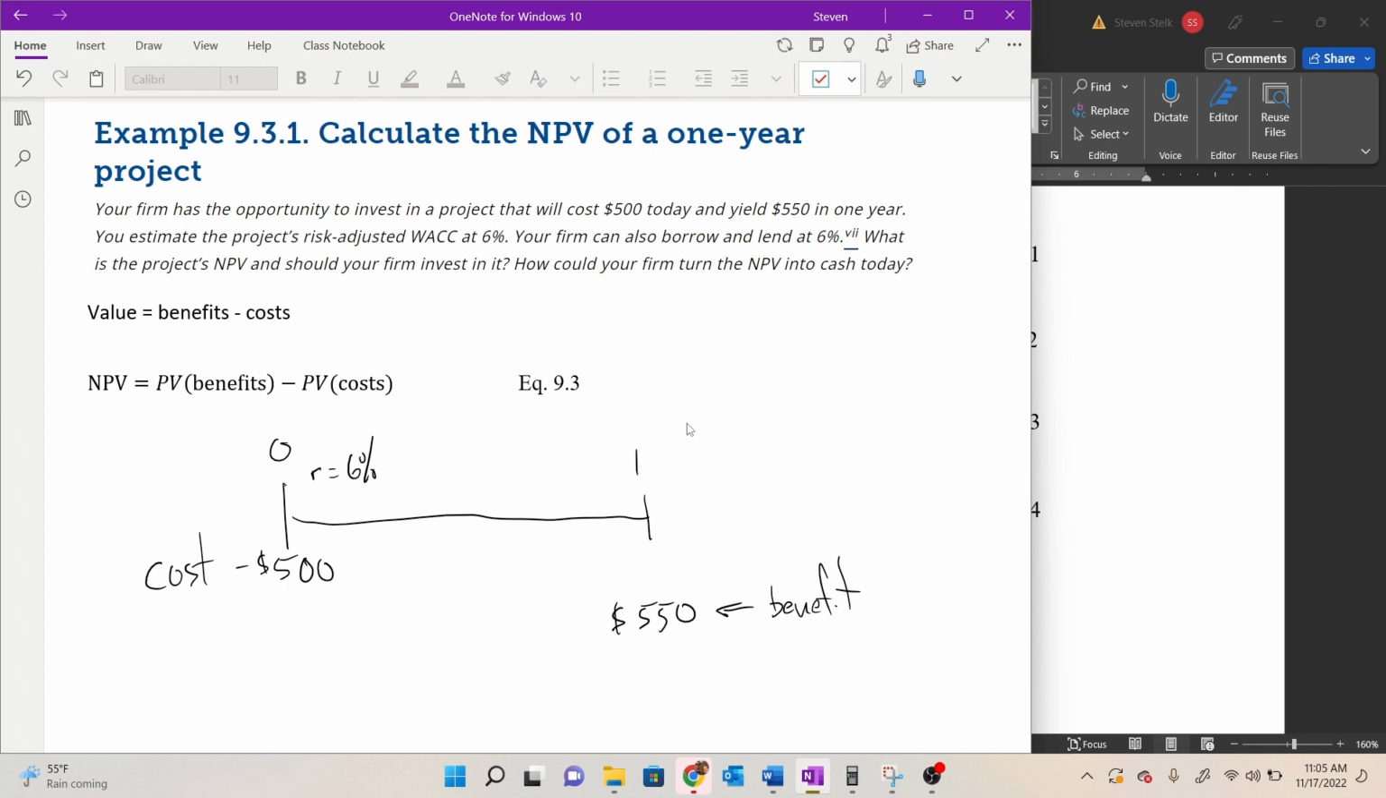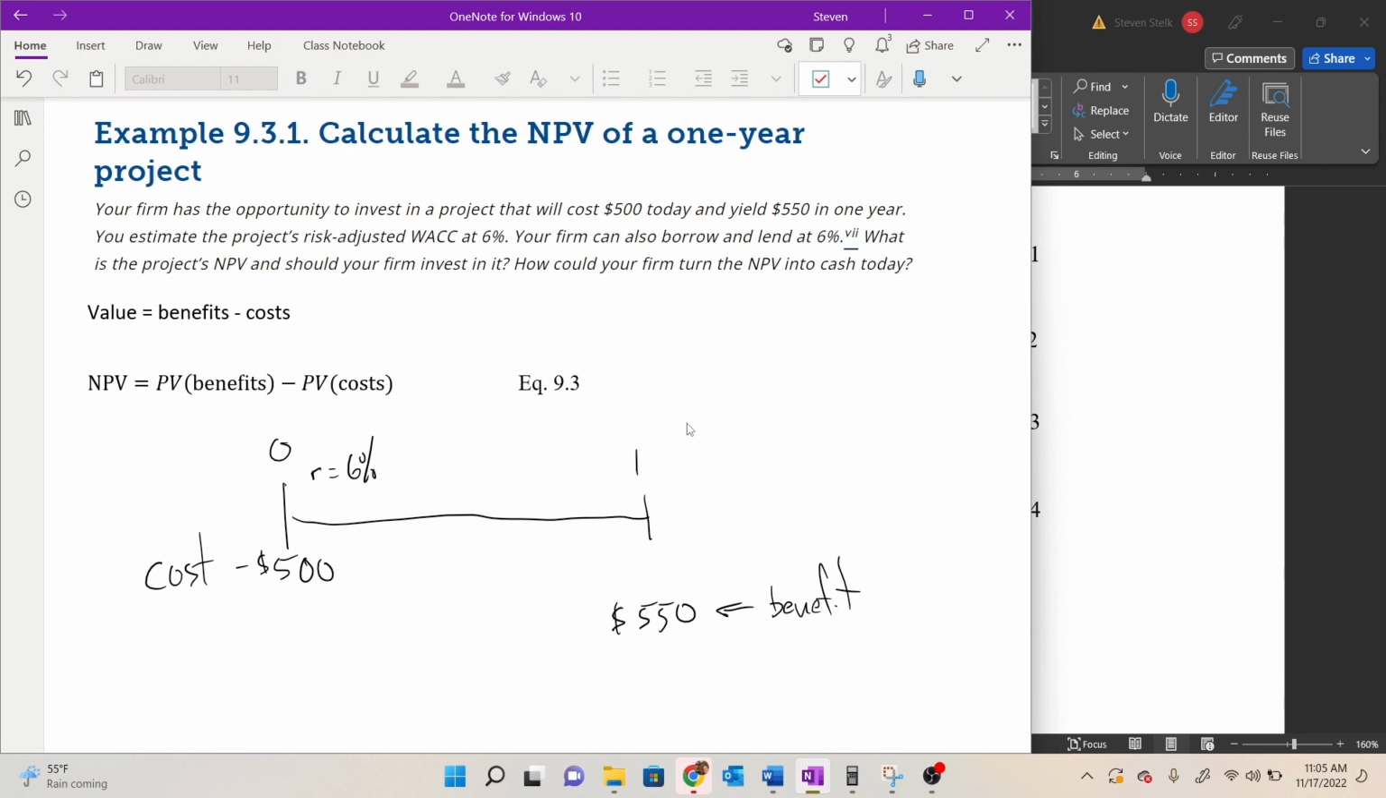All right, now we've got a cost up front here at time period 0. We've got a benefit at the end of year 1, one year from today. And our cost of capital is 6%. That means if we invest this $500 today, our financial stakeholders expect a return of at least 6%, or we need to generate a return of at least 6% in order to pay our financial stakeholders the returns that they are expecting.